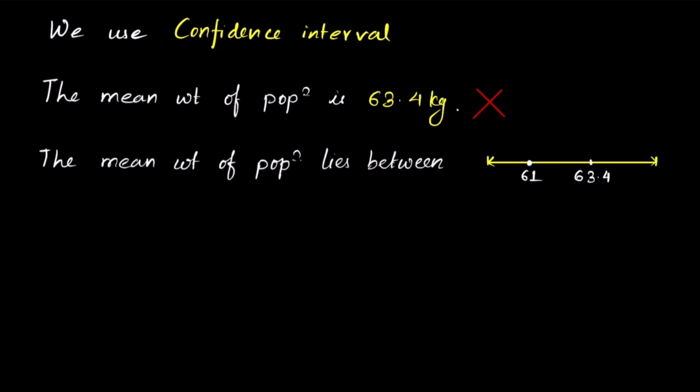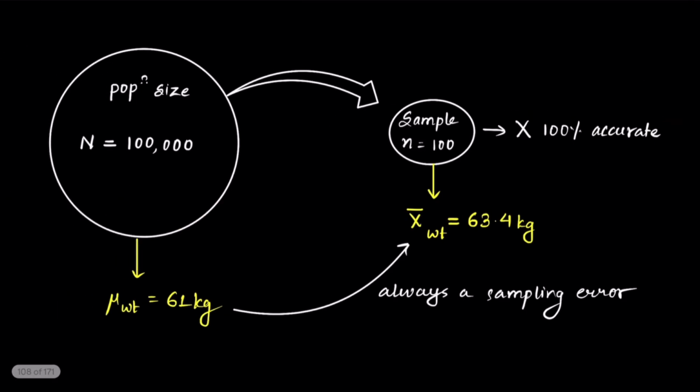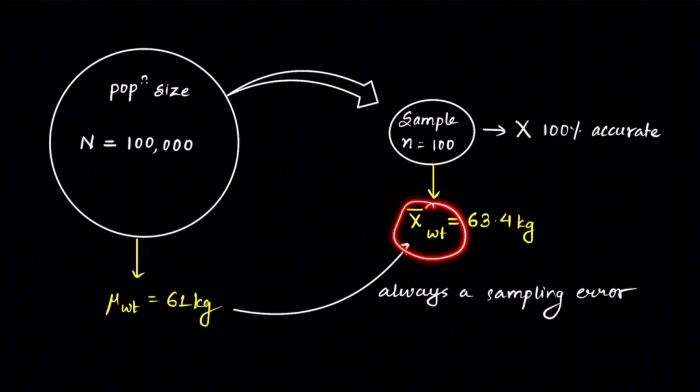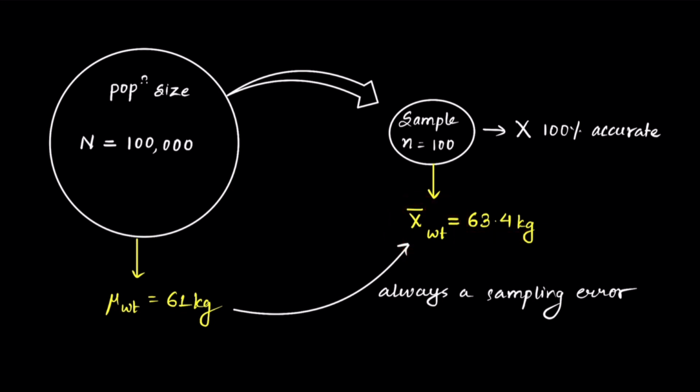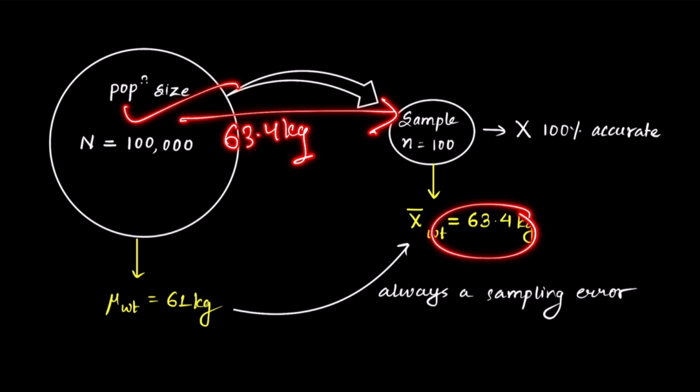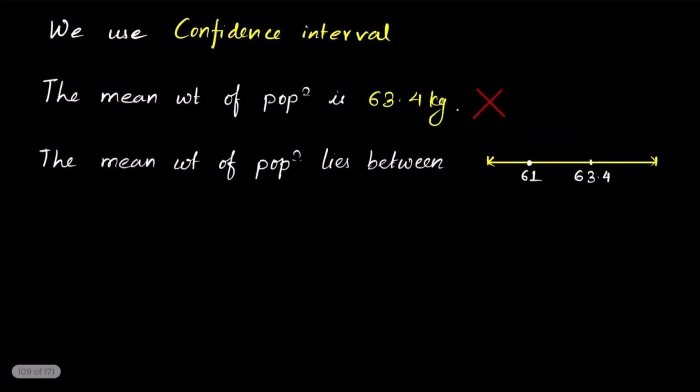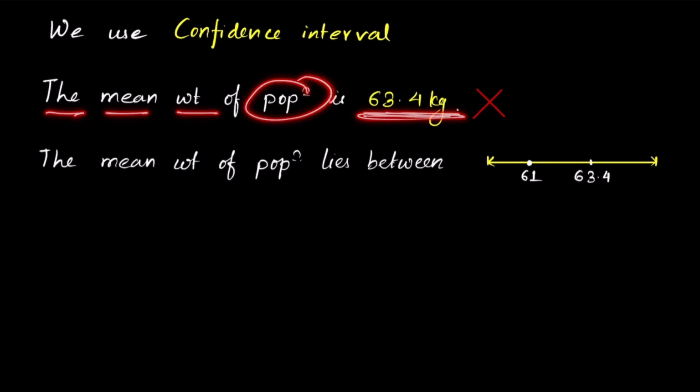So what exactly is a confidence interval? The surveyor studied the sample because it was much more difficult to study the population. So whatever result comes from the sample, he's going to use that result to represent the population. After his study, he finds that the mean weight is 63.4 kg. So now he's going to say that the mean weight of the population is also 63.4 kg, because the sample is representing the population.